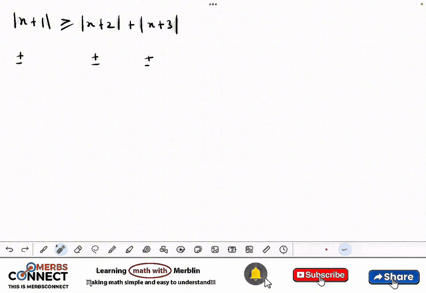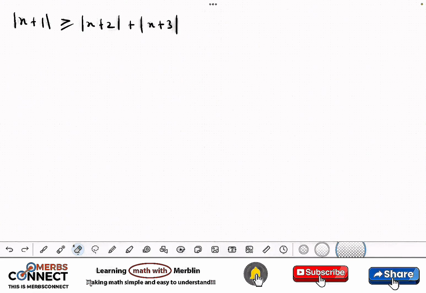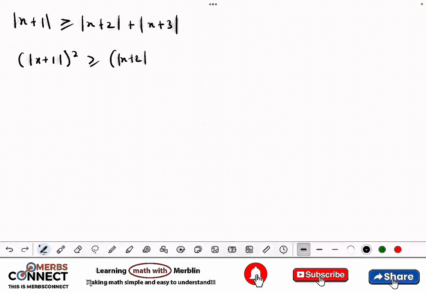But this is not what I'm going to do. When using the piecewise function it is the same idea, and when you finish you need to combine the cases. What I'm going to do instead is square both sides of the inequality. So I'm going to have the absolute value of x plus 1, squared, greater than or equal to the absolute value of x plus 2 plus the absolute value of x plus 3, all squared.